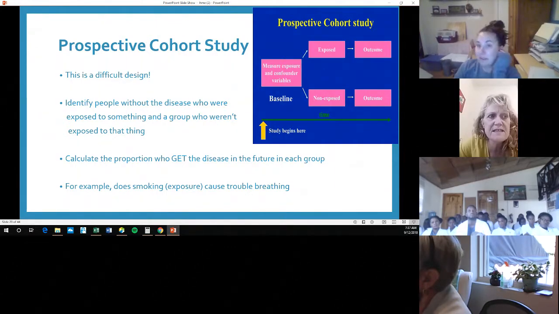Then in this design, we identify people without disease who were exposed to something, and we identify another group of people who were not exposed.